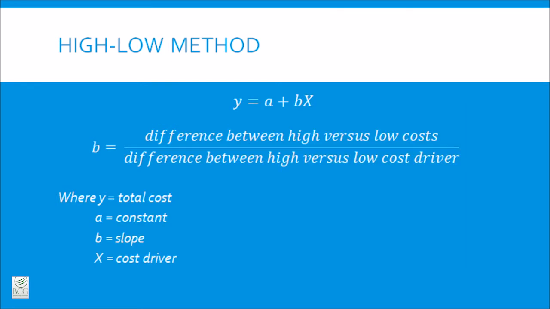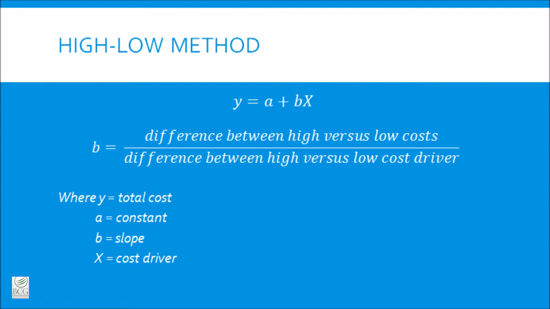y = a + bx. It is similar to the regression equation, where b is the slope: the difference between high and low cost over the difference between high and low cost driver. So just remember that y is equal to total cost, a is equal to the constant or the fixed cost, b is the slope or the variable rate per unit, and x is the cost driver or the number of outputs.